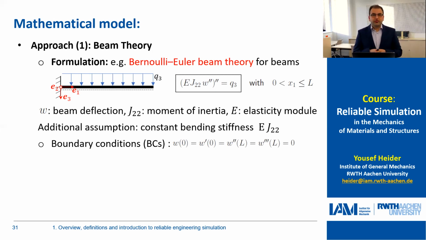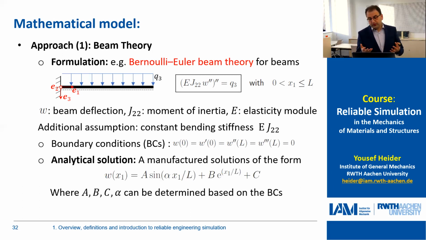The boundary conditions, for instance, on the left-hand side, we have a fixed boundary. It means we have no deflection, and the first derivative for this clamp is also 0. On the right-hand side, we have a free boundary. So the second and third derivatives of the deflection are both zero.